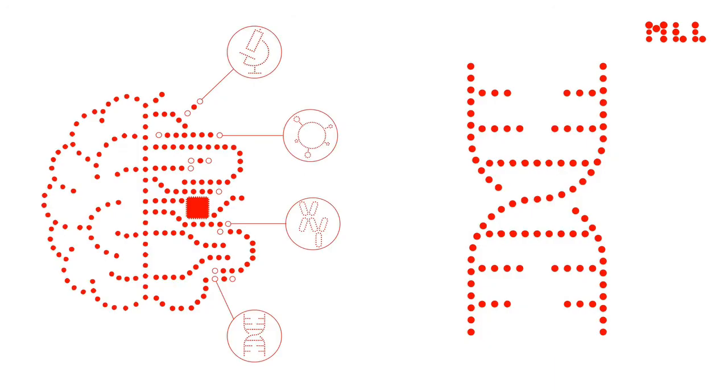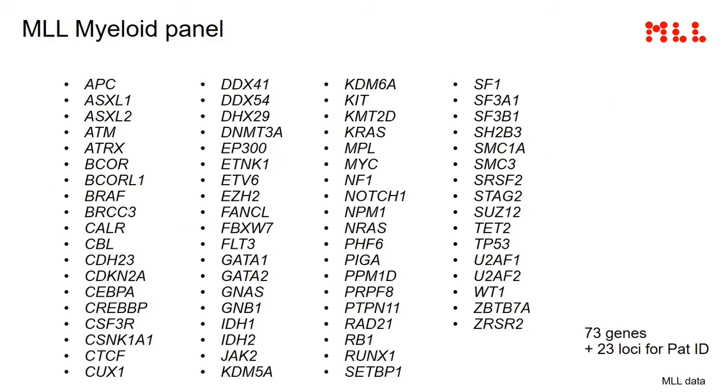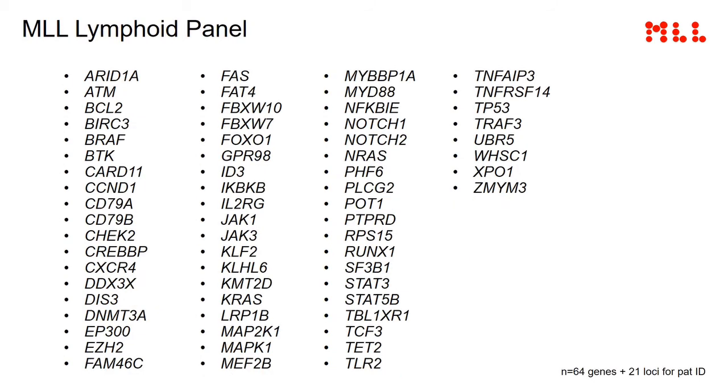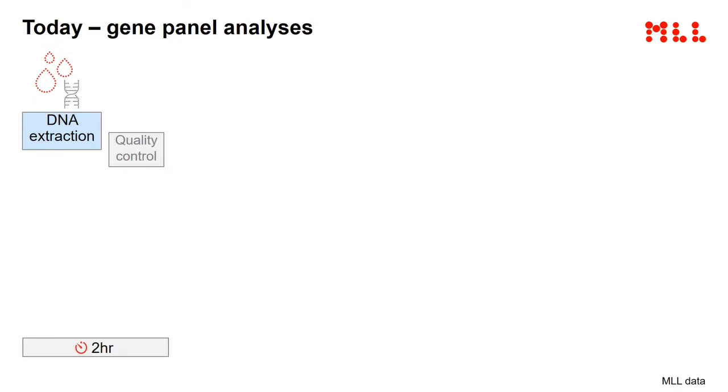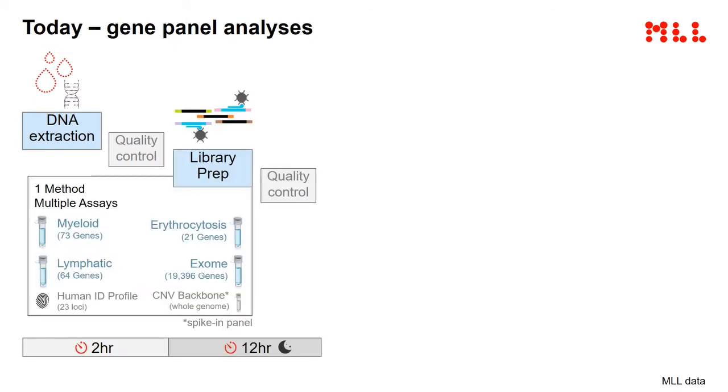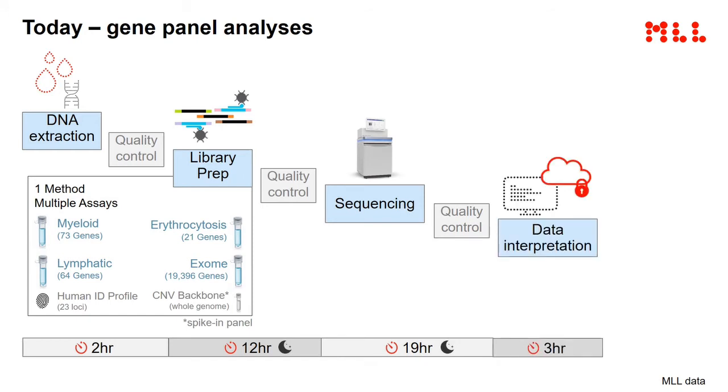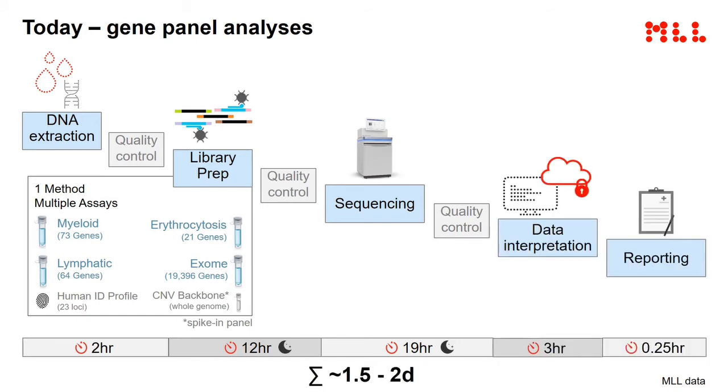Next, I would like to present some of our AI applications that we use in molecular genetics, especially for variant interpretation. As I have told you before, we start with this number of genes on our myeloid panel for sequencing, and this is the lymphatic panel with some overlaps, and after DNA extraction and quality control and library preparation with the respective panels, the human ID, as I explained to you before, we also pipette in all the samples a CNV backbone spanning the whole genome, and after sequencing and quality controls, we go over to data interpretation and finally reporting.